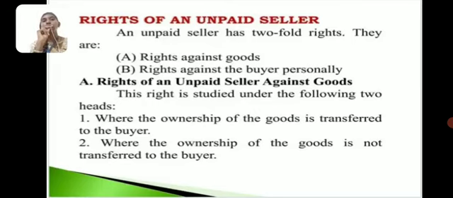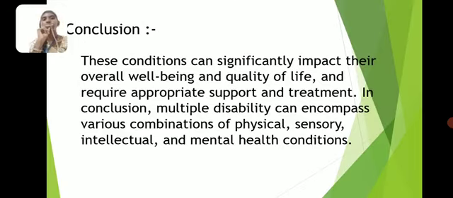Next, we see about rights of an unpaid seller. An unpaid seller has twofold rights. They are rights against goods and rights against the buyer personally. Rights of an unpaid seller against goods. The right is studied under the following two heads: where the ownership of the goods is transferred to the buyer, and where the ownership of the goods is not transferred to the buyer.